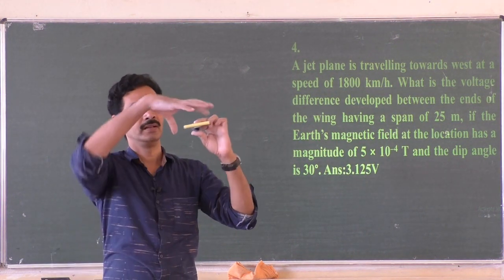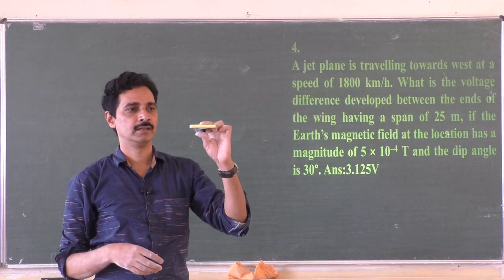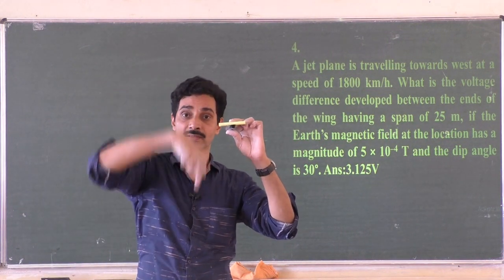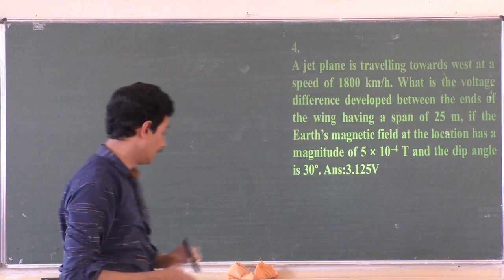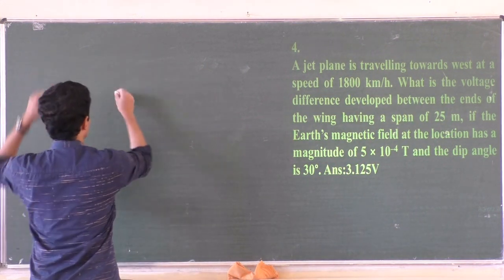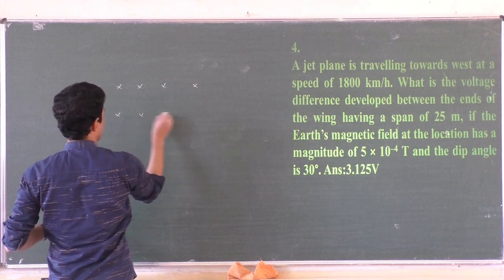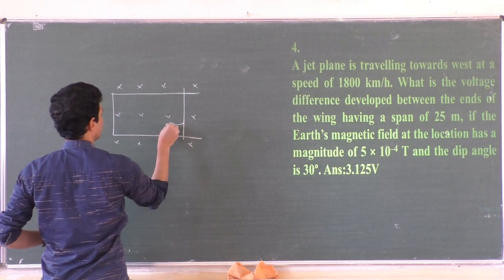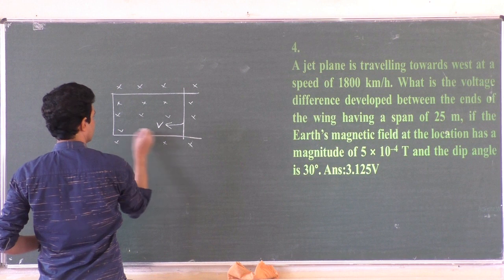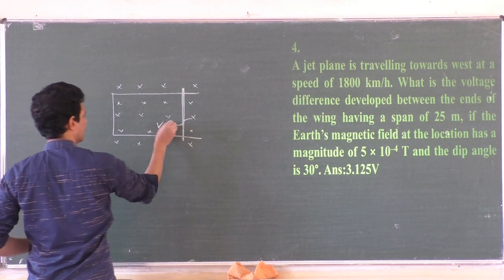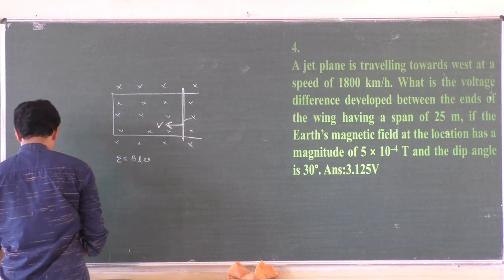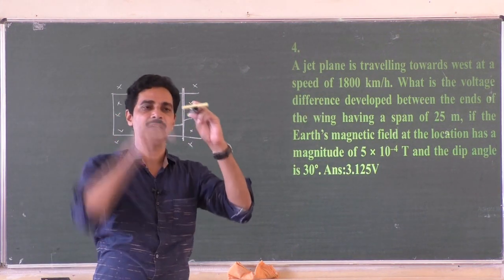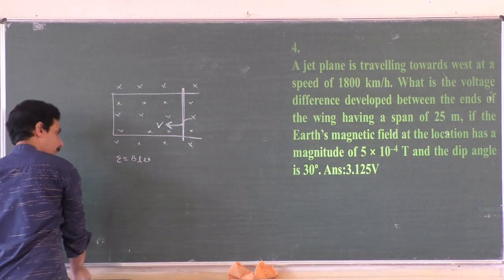As it moves like this, the wings of the aeroplane will act like a conductor, a rod which is cutting the Earth's magnetic field lines. Which Earth's magnetic field lines? Vertical component. The vertical component is cut like this, and you know, if the magnetic field is normal to the plane of the board, and we have derived, if there is a conductor here and a rod is moving like this with a speed v, it cuts these magnetic field lines. What is the EMF induced? BLV. The same situation is obtained here also. When the aeroplane moves like this, the wings will cut the normal component of Earth's magnetic field, and the dip angle is given here.